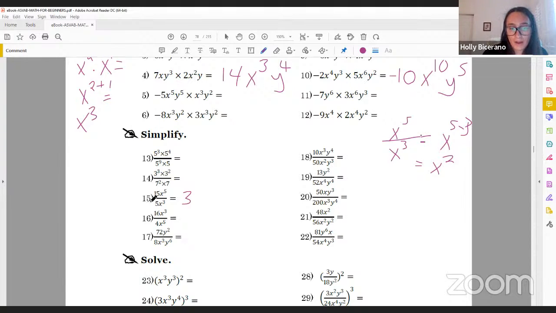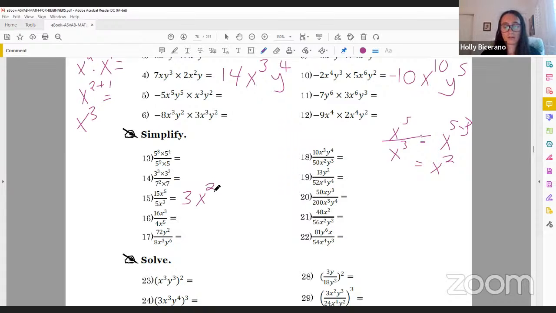Then we have x to the power of 5 divided by x to the power of 3. Well, we just did that. And we had to subtract the exponents, right? Since we were dividing with exponents. And we got x to the power of 2. So this is 3, x to the power of 2.